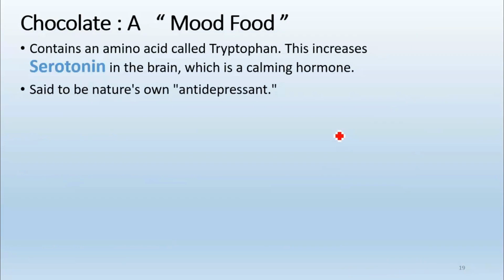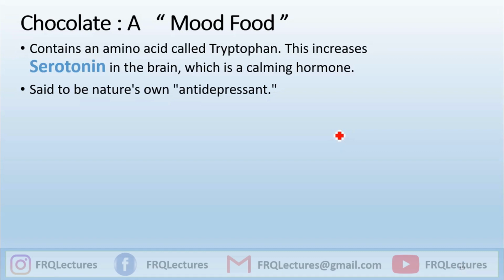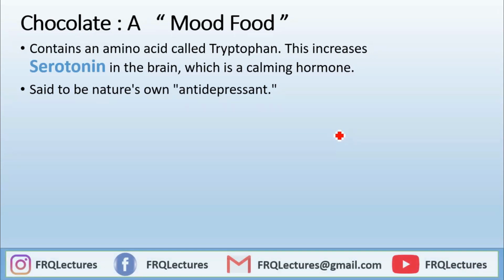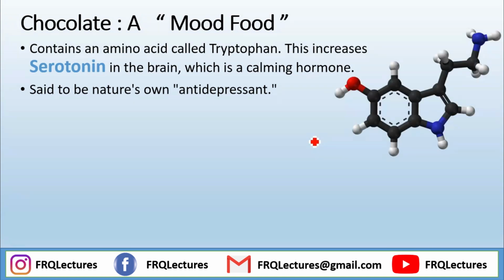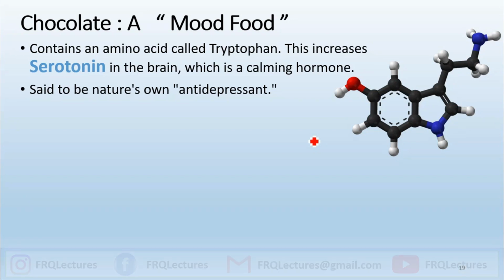Comes my second last slide, which is chocolate, a mood food. Earlier we talked about chocolate as fighting food. Now we know that it is also a mood food. How so? Because it contains tryptophan, an amino acid that can produce serotonin in our body. And this serotonin is a hormone or neurotransmitter that can calm us down, and it's a natural antidepressant. Instead of taking the synthetic antidepressant, we can go for this chocolate, which is a natural antidepressant.